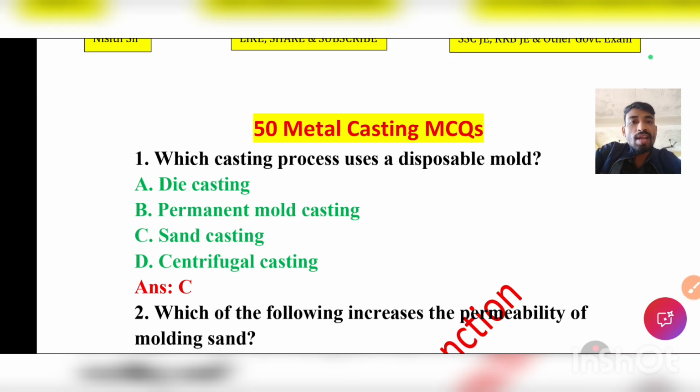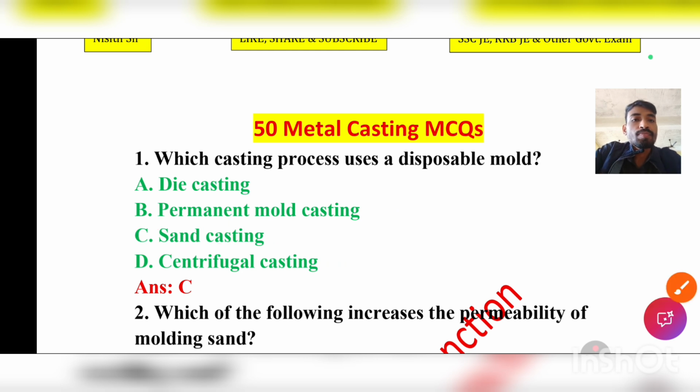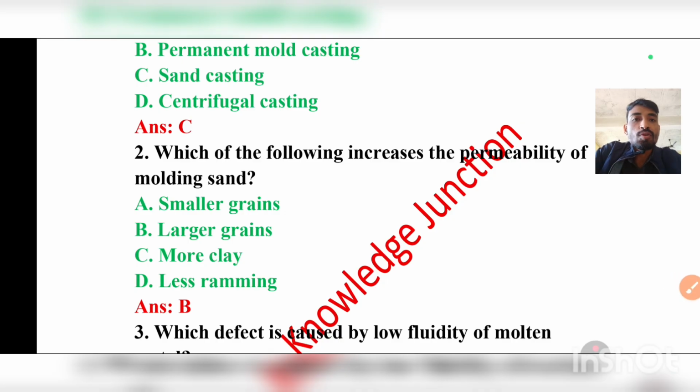The options are die casting, permanent mold casting, sand casting and centrifugal casting. So your right answer is sand casting, but you will see the die casting, permanent mold casting and centrifugal casting. In these three casting, the permanent mold is used, but in case of sand casting, the disposal mold is used.